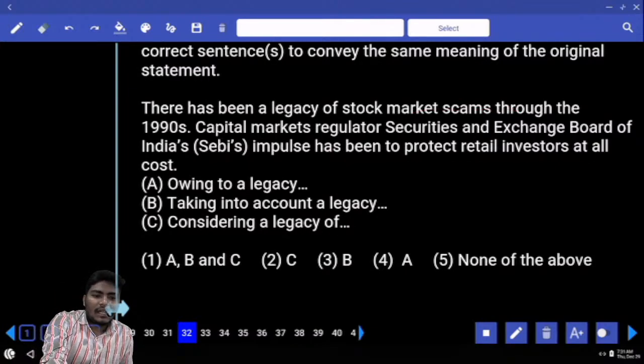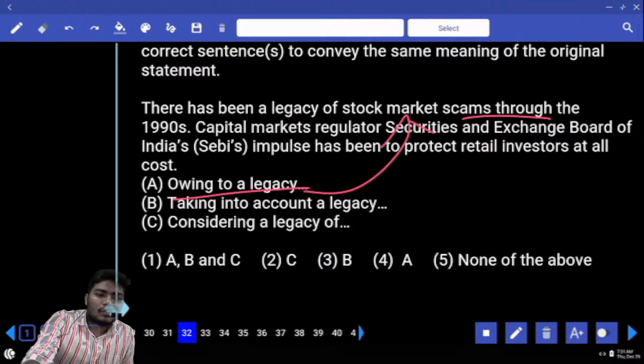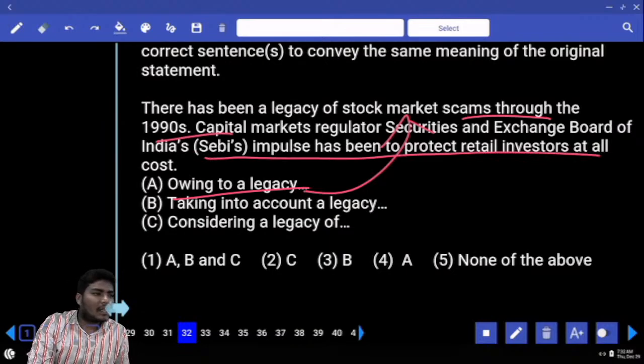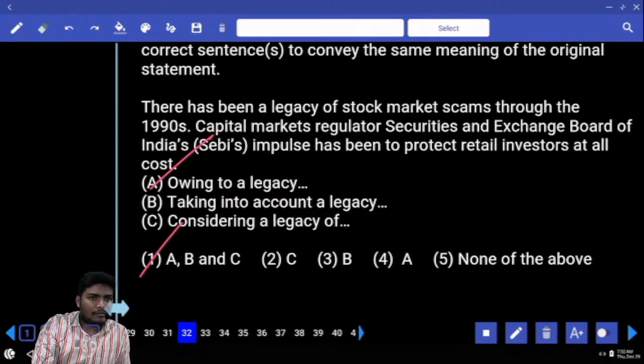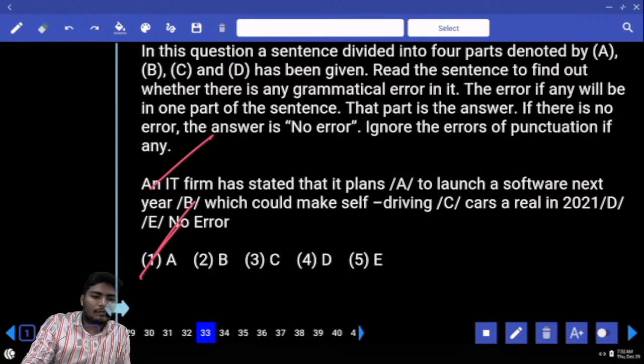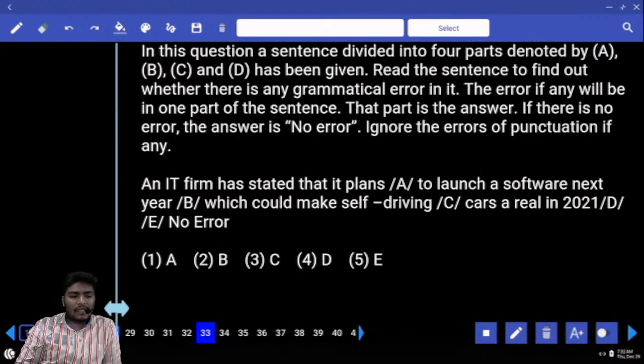Now, owing to the legacy of stock market scams through the 1990s, SEBI's impulse has been to protect retail investors at all cost. Can we go for this? If at all we are going for this, your answer must be all. So the answer comes only with the first one. Next, move to 33. Find out the error.